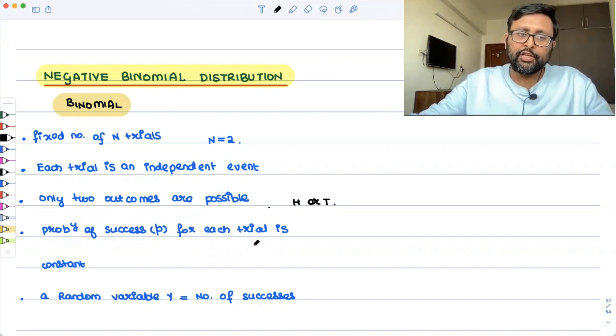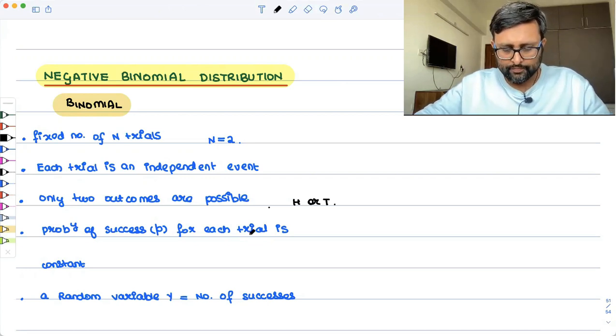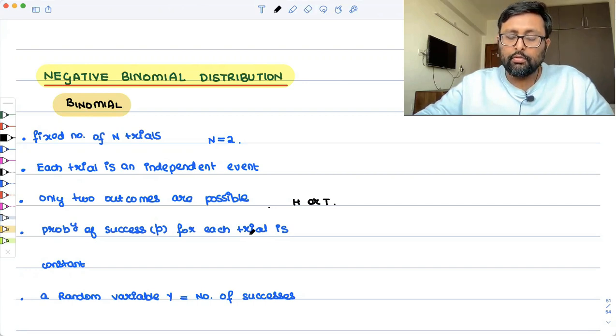Probability of success P for each trial is constant. Let's say you call getting head a success. So the probability of getting head on each trial is constant. In this case, it is 1/2. That is constant. So this is what the binomial distribution is.